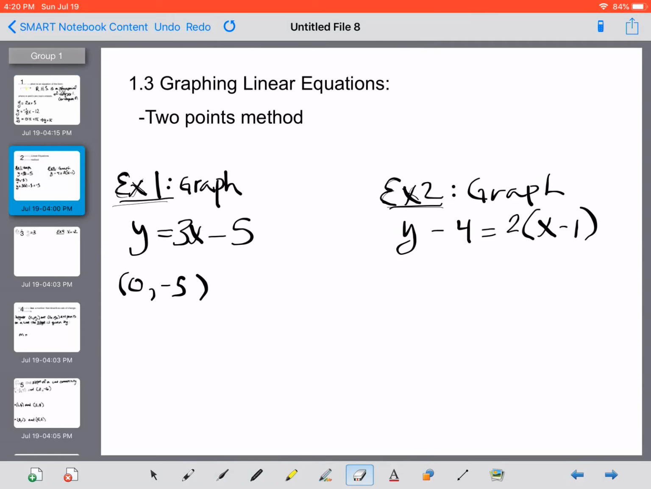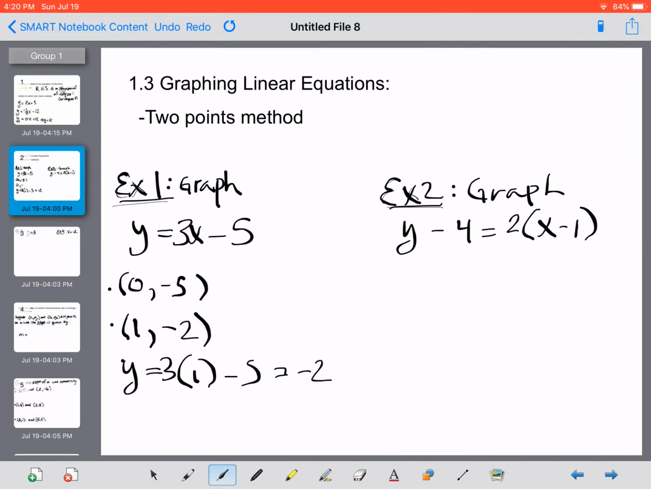Let's find another point on the line. When x is equal to 1, we would have y is equal to 3 times 1 minus 5, or 3 minus 5, which is negative 2. So we also have the point 1, negative 2 on this line. That's all we need. All we need is 2 points on the line to graph it.